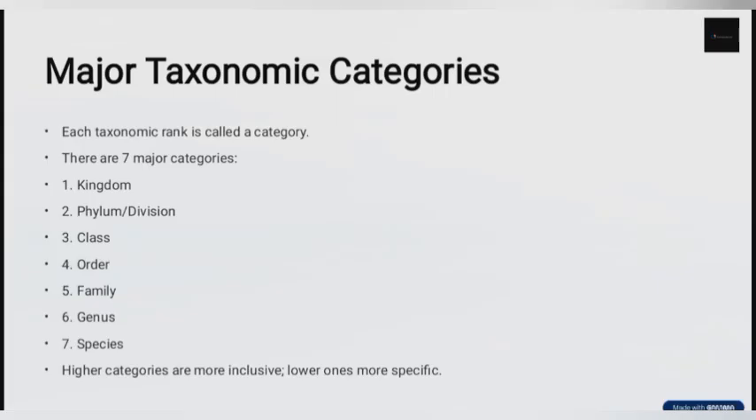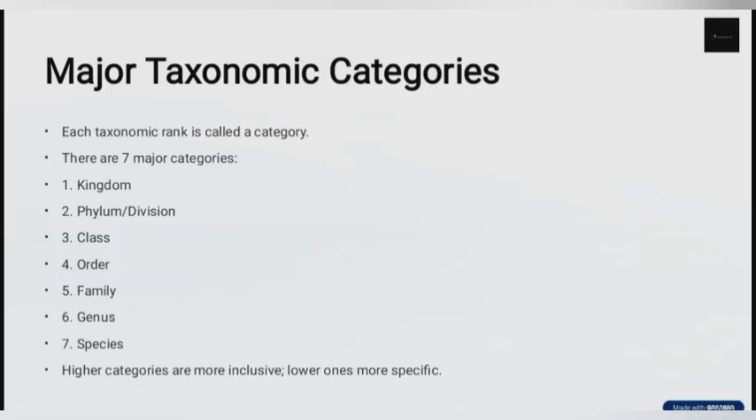Major taxonomical categories. Now, since this class started, I've been explaining that we're able to classify things, right? So now we're looking at the categories under which things can be classified. Life is grouped into 7 major categories. This can also be called a hierarchy. That's from the highest to the smallest. When I talk about highest, I mean most inclusive to the most exclusive.